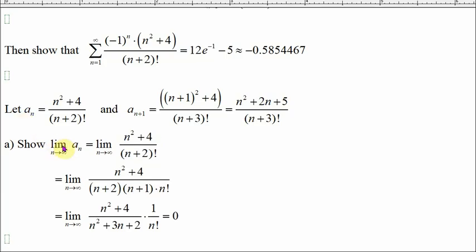And so now let's show that the limit of a sub n as n approaches infinity is equal to 0. So we have the limit of the expression (n squared plus 4) over (n plus 2) factorial, and the bottom here we can write as (n plus 2) times (n plus 1) times n factorial. The product of n plus 2 and n plus 1 is n squared plus 3n plus 2. So we can see that this part right here, as n approaches infinity, will approach 1, and this right here will approach 0, and so we get 0.